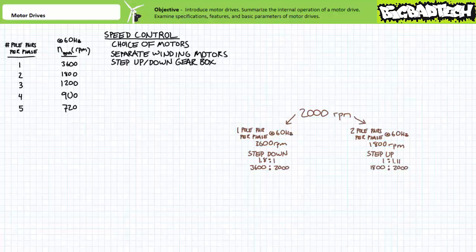Similarly, one could purchase a 3-phase AC induction motor with 2 pole pairs per phase with a synchronous speed of 1800 RPM and a 1 to 1.11 step-up gearbox to arrive at the nominal 2000 RPM. Either combination results in the desired nominal rotational speed of 2000 RPM.